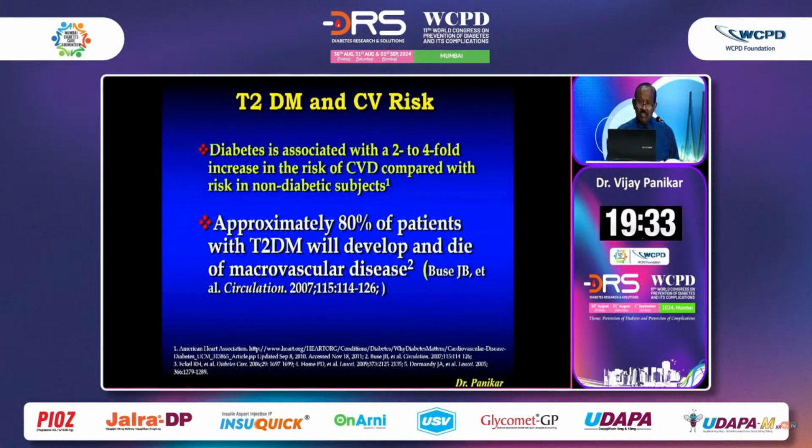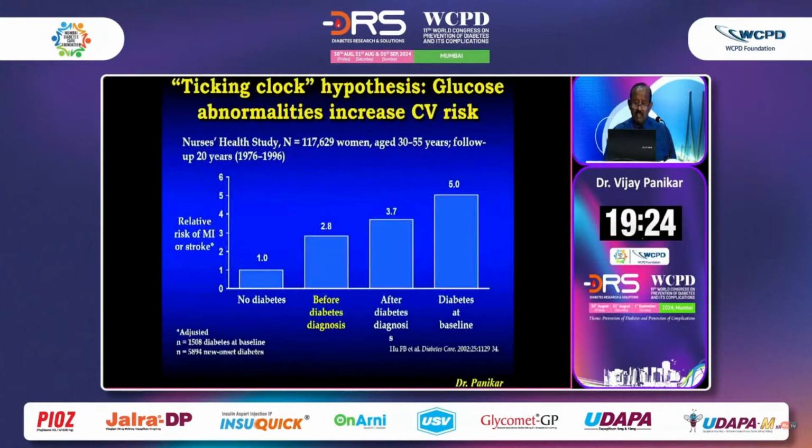And what do they really die of? 80% of them will die of a macrovascular disease, coronary artery disease, stroke, etc. Now we need to prevent that. This is the Nurses' Health Study, which was done in almost over 1 lakh nurses aged 30 to 55 years, followed up for 20 years.